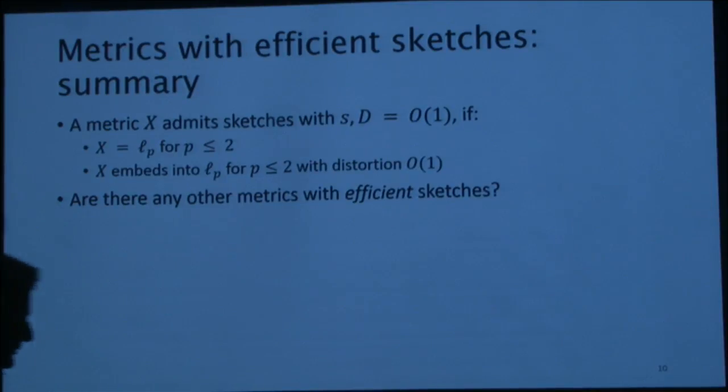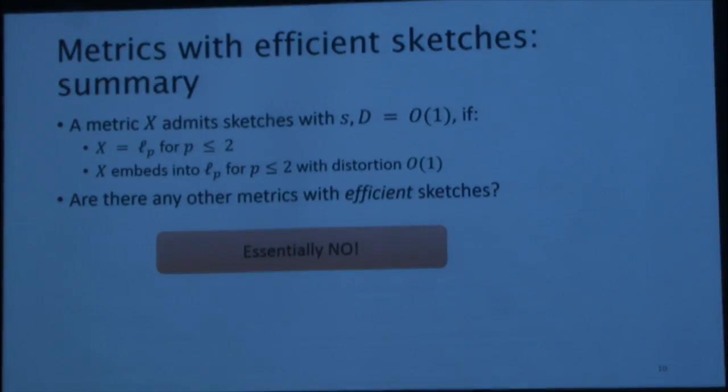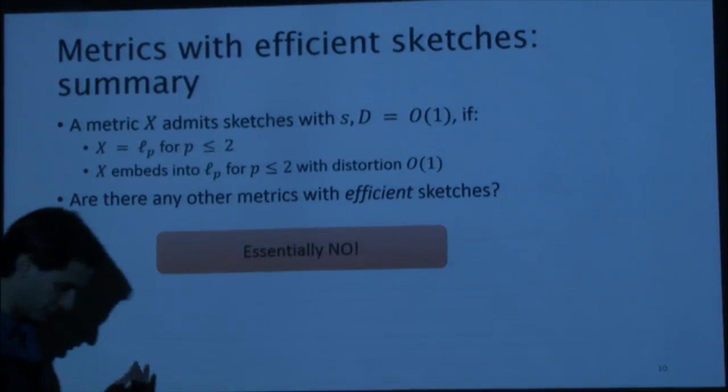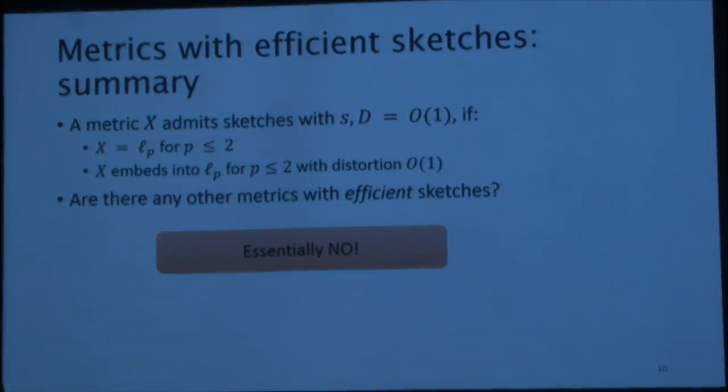Nothing really new. The motivating question for our work is to ask: are there really any other metrics which have efficient sketches? Again, efficient sketches for us means this. Maybe there is some other technique, but what we showed is that essentially no, at least for norms. For norms, if X is a norm, the answer is that pretty much this is the best we can do.